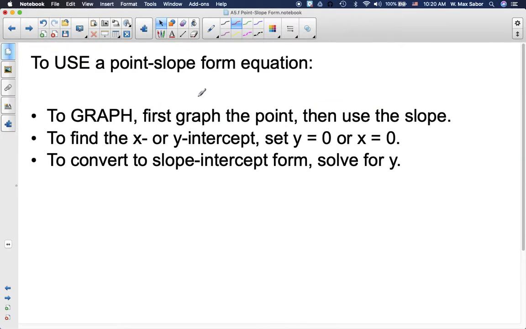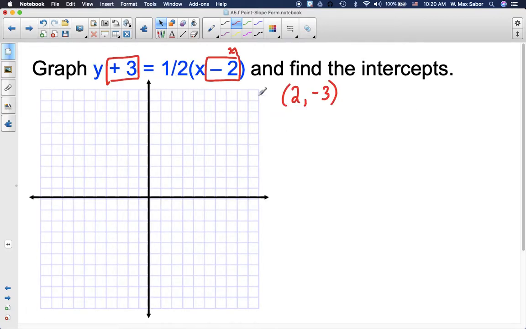The other way of describing it is in order for this to be a true equation, we need this to be 0 and this to be 0. So 2 minus 2 is 0, times anything is 0. And then negative 3 plus 3 is 0. So this point definitely makes it true. That's what it's designed to do. So we go to 2, comma negative 3.